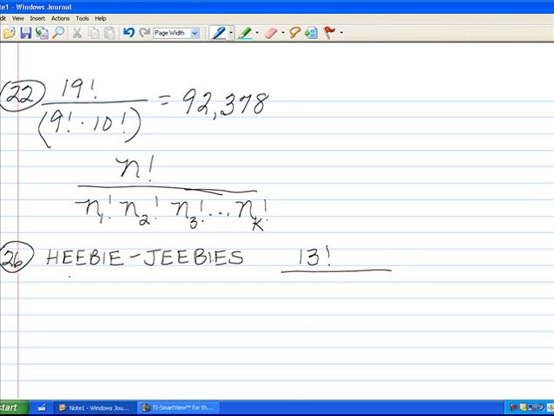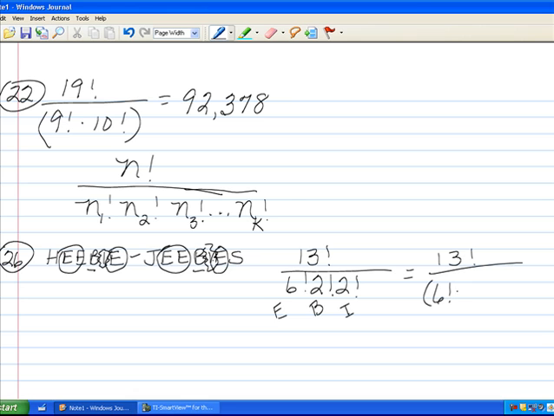Now we want to count the ones that are duplicated. We can see we have 2, 3, 4, 5, 6 E's, we have 2 B's, and we have 2 I's. So this is coming from the E's, this is coming from 2 B's, and this is coming from the 2 I's. So now what we need on our calculator, and again remember that we want to include parentheses around the denominator.